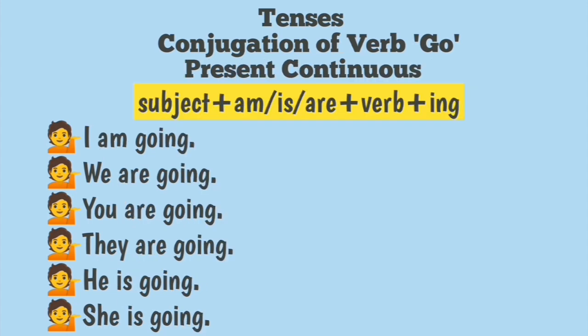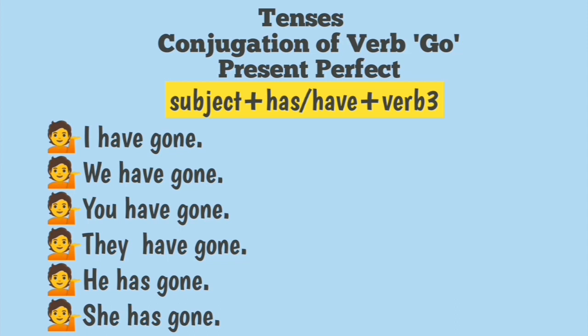Present continuous tense: how to construct sentences in present continuous tense. Subject plus am is are plus verb plus ing. Examples: I am going, we are going, you are going, they are going, he is going, she is going. Am is used after first person singular number, is used after third person singular number, and are is used after rest of all.